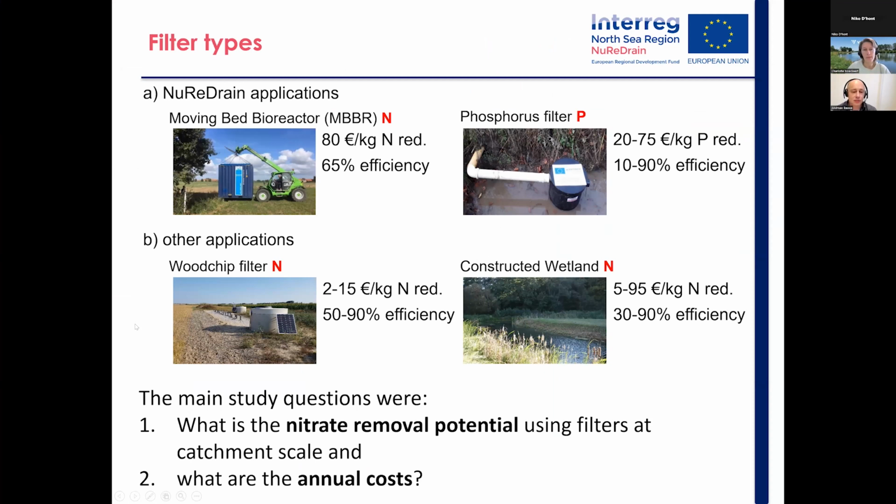I can almost skip to this first slide, because Charlotte already mentioned it. In NuReDrain, we developed two kinds of filter, and the other applications to remove nitrogen were already introduced by Charlotte. And the main study questions for my study were: what is the nitrate removal or the phosphate removal potential using filters at the catchment scale, and what are the average annual costs?